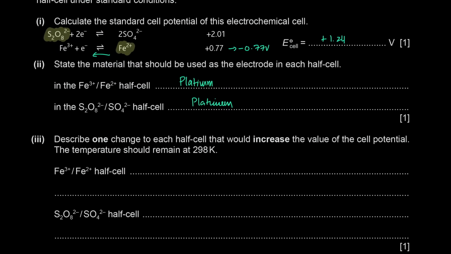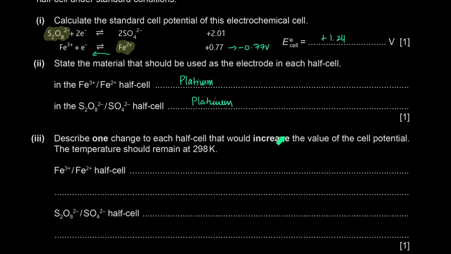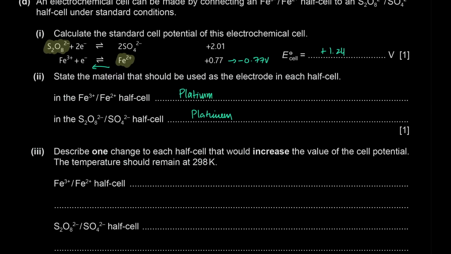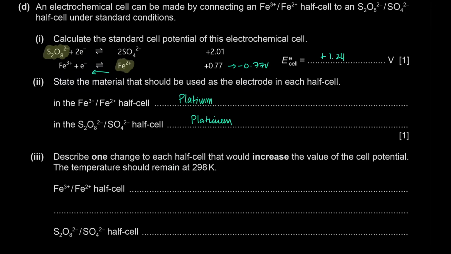Describe one change to each half cell that would increase the value of the cell potential. The temperature should remain at 298 Kelvin. So here, the question is asking if we had each half cell, we want to increase the value of the cell potential. In other words, we want to increase the EMF of the cell. We want to make it more positive than 1.24. Now there's two ways of doing this. We can either make this half equation more positive. To make this half equation more positive, we have to shift this equilibrium to the right.